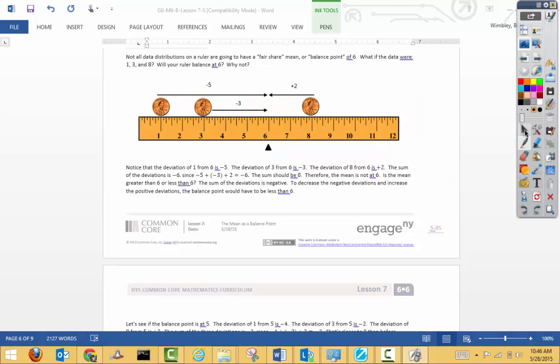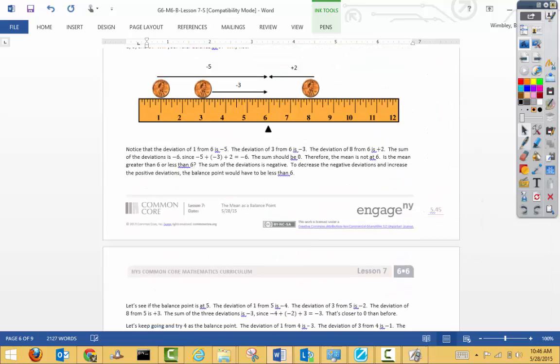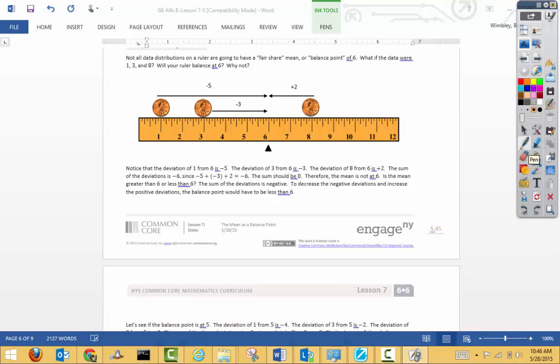So how can I find my balance point? Well, I'm going to find my mean of those numbers and then check to see if that's its balance point. So I have 1, 3, and 8. Remember, your mean is you add all your numbers up. This will be 1 plus 3 is 4, plus 8 is 12. And then I divide by how many numbers I added. I added 1, 2, 3 numbers. So I divide by 3. 12 divided by 3 is 4. So this is telling me, I think my balancing point should be at 4.